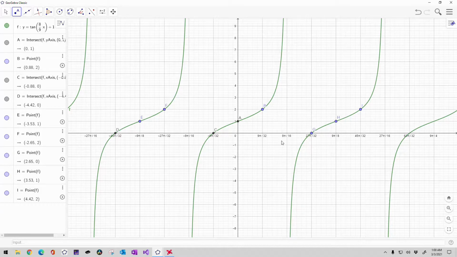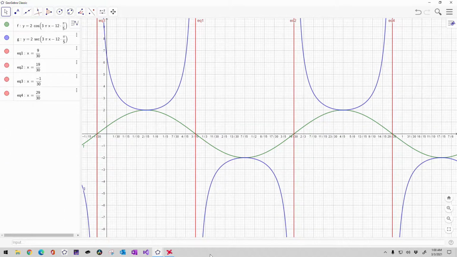Okay, and next you can also notice that there is an asymptote at 9 pi over 16 here, at 27 pi over 16 here, at negative 9 pi over 16. And it actually simplified its fractions. Of course, on our graph, we drew that as the negative 18 pi over 32 and the positive 18 pi over 32. Okay, let's take a look at the other two graphs.